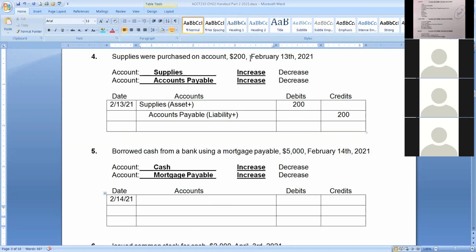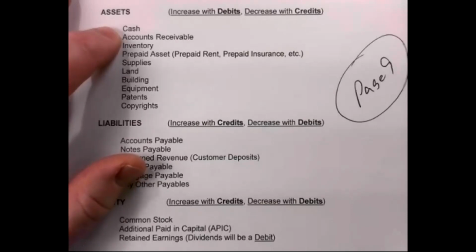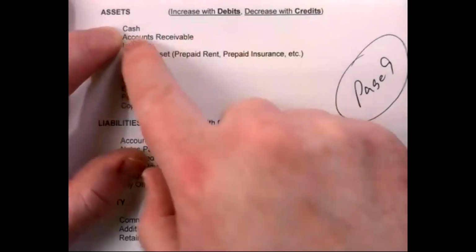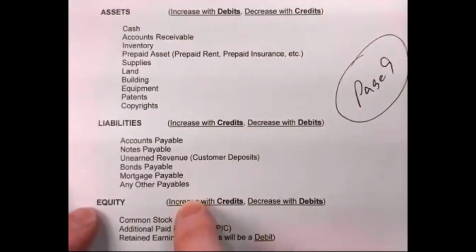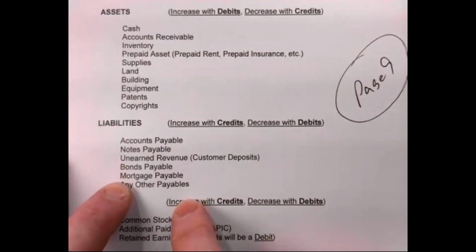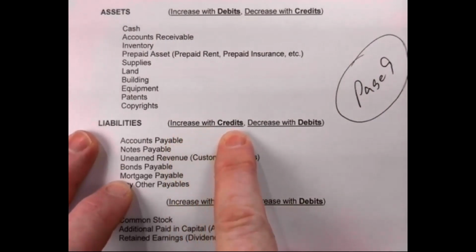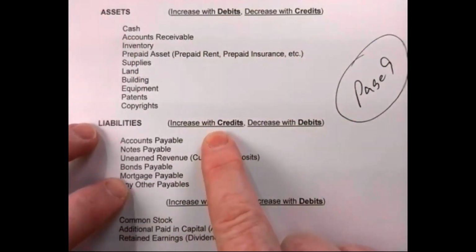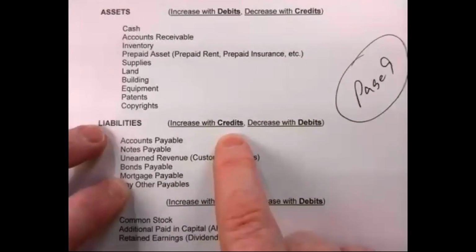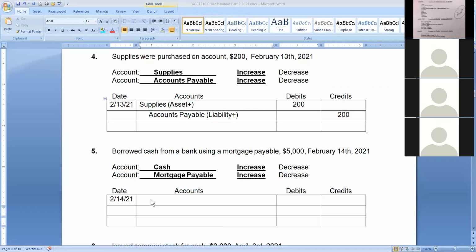Okay, so let's take the cash first. Cash is an asset. It's going up with a debit. While we're here, let's go ahead and do the mortgage payable. Mortgage payable is a liability. And it's also going up, but it's going to go up with a credit. So they're both going up, but the asset is going to go up with a debit, and the liability is going to go up with a credit. So again, it makes a difference what kind of account it is, whether it gets debited or credited. Okay, let's go back. So cash.